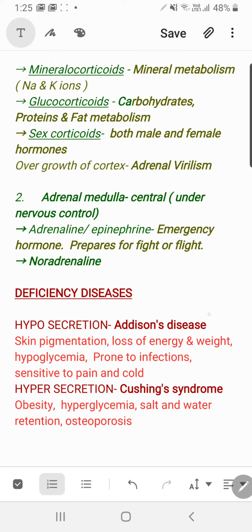Also known as epinephrine. Remember in what circumstances adrenaline is secreted. It is known as an emergency hormone and prepares you for fight or flight. That means either you will be fighting with someone, or if you understand that you cannot fight with someone, it is better to move away, to run away. Then flight is also the result of adrenaline.